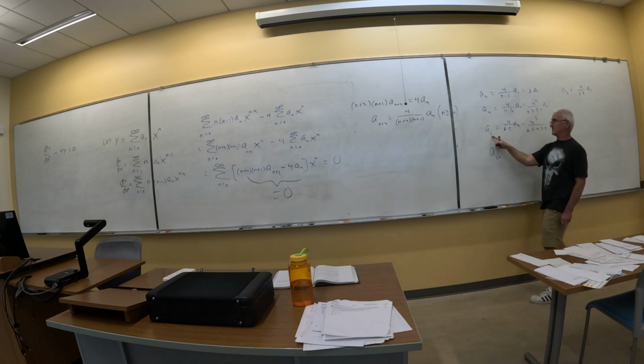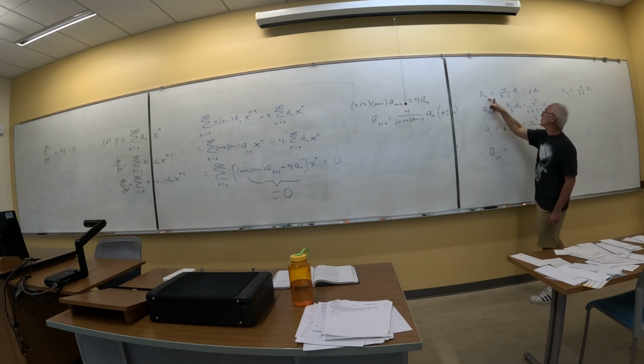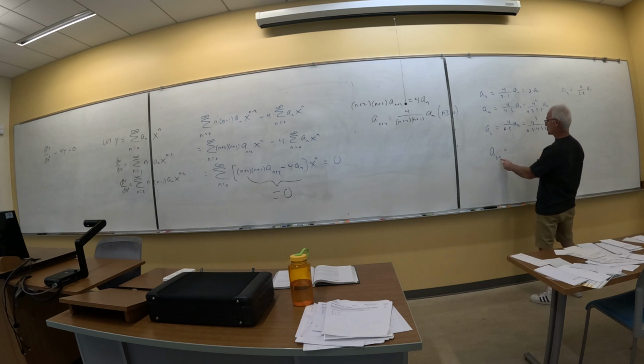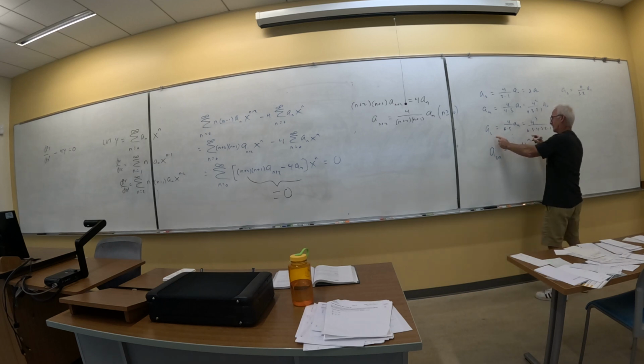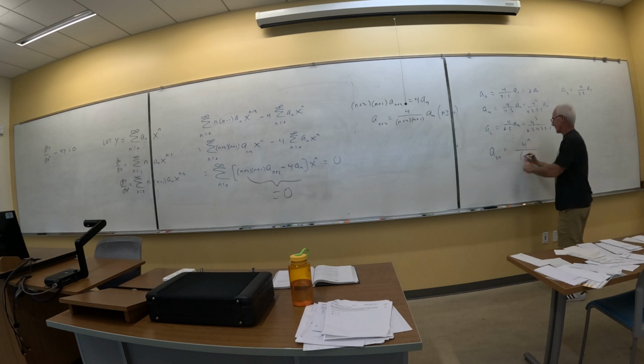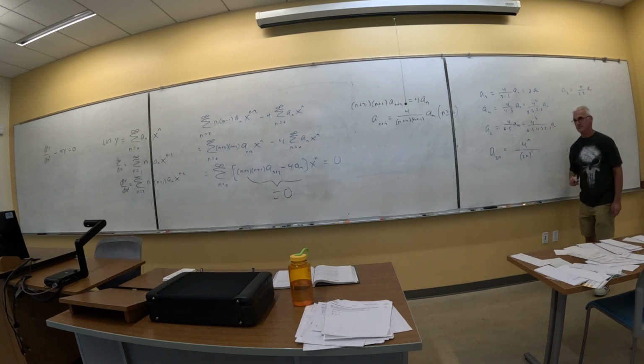So this is 2 times 3. This is 2 times 2. This is 2 times 1. So this is 2 times N. That was 2 times 3. Do you notice? 4 to the n. Good. 2n factorial. Yeah. 2n factorial.